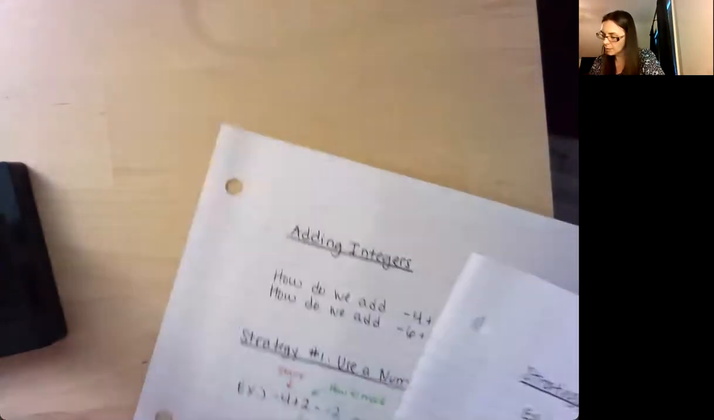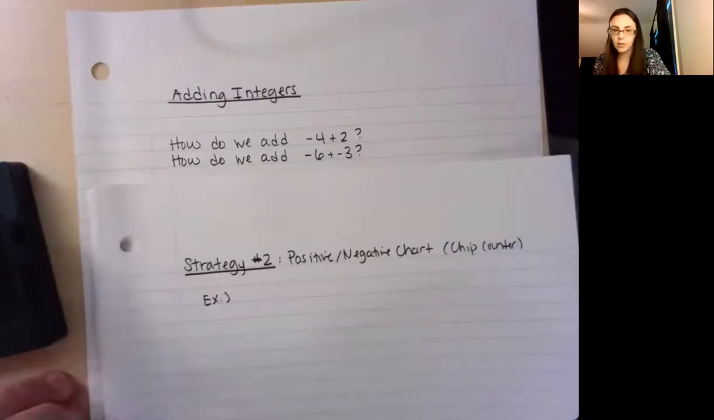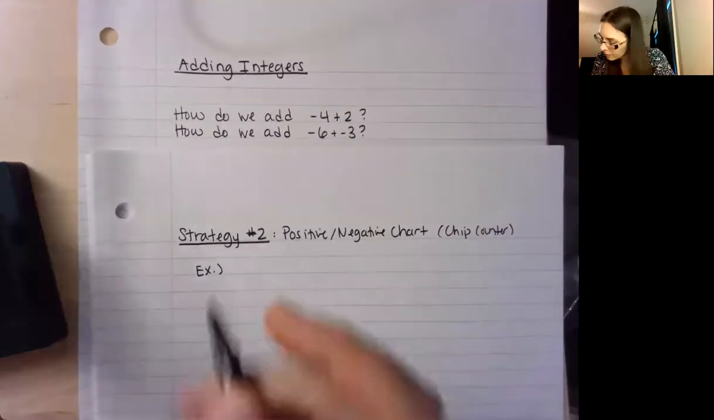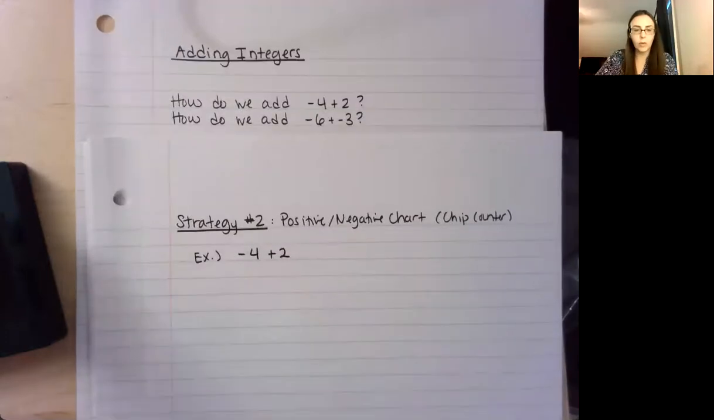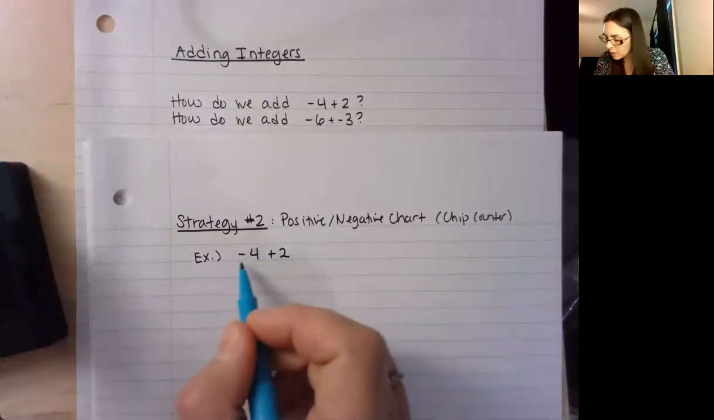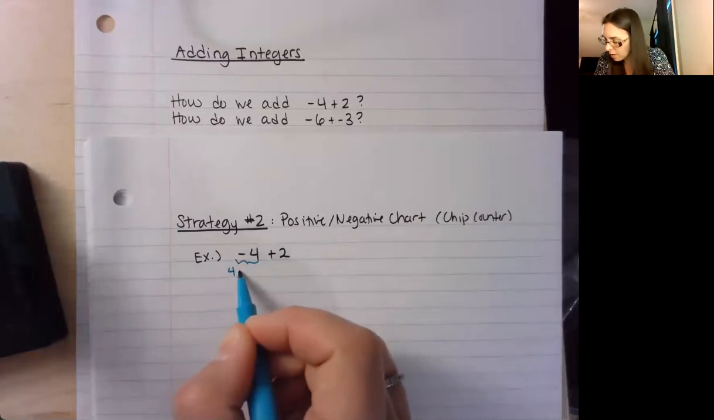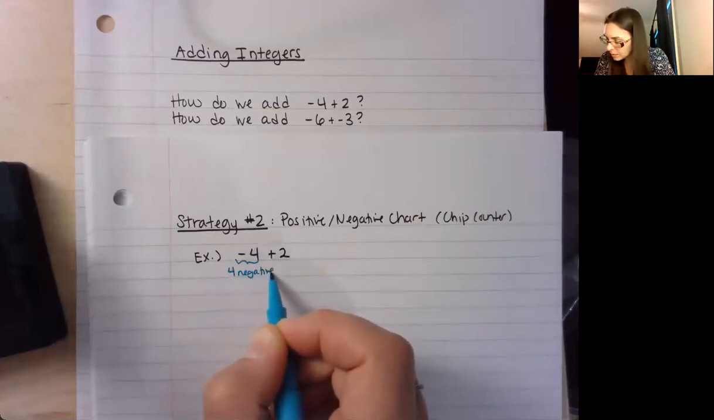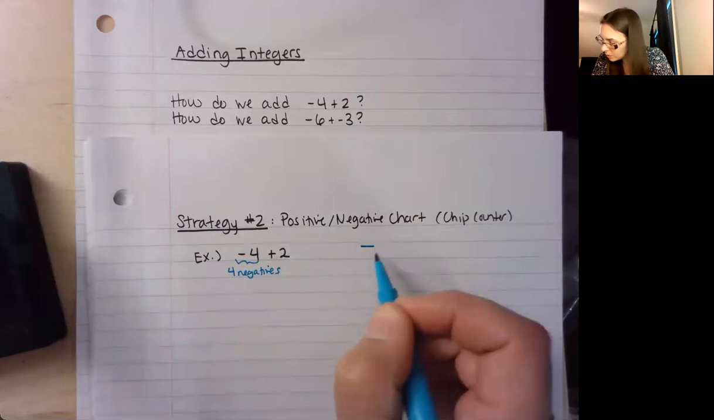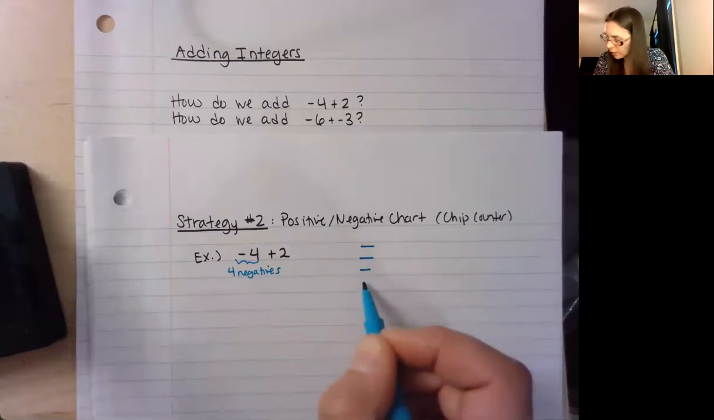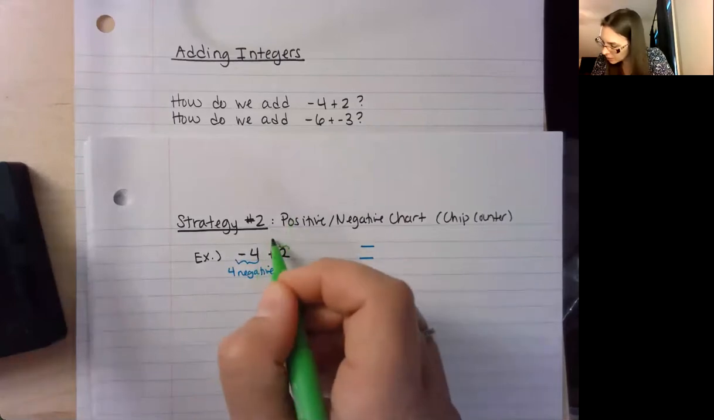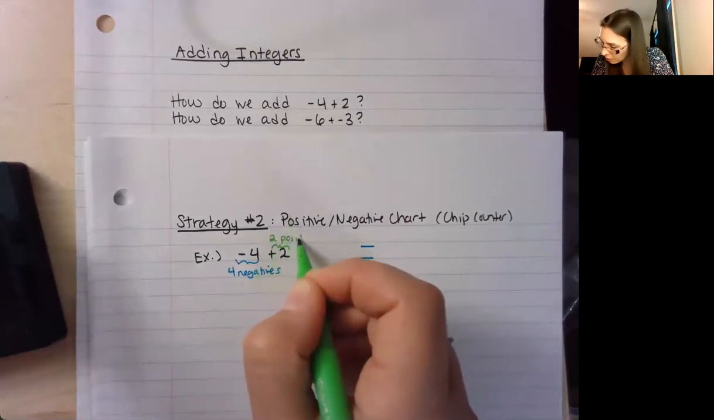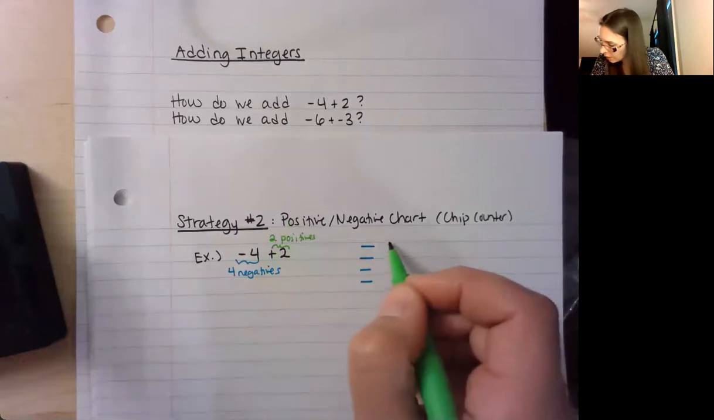So our first example was -4 + 2. What we do is we actually write out the symbols. So here I have -4. This means I have 4 negatives. So I have 1, 2, 3, 4. And this one here is +2. So that means I have 2 positives. So 1, 2.